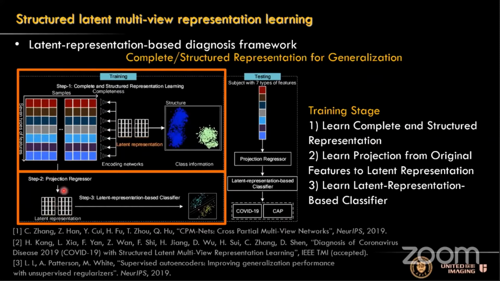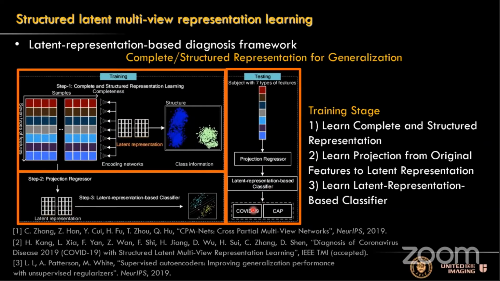After the second step, we can learn a very simple classifier, for example, a 3-layer fully connected network, to classify the latent representation based samples. So in the testing stage, given a subject with multiple types of features, we use the projection regressor to get the latent representation and then input it to the latent representation based classifier to get the final results.